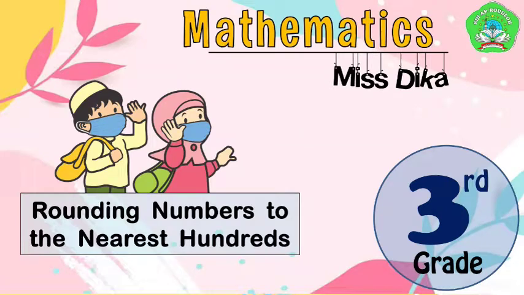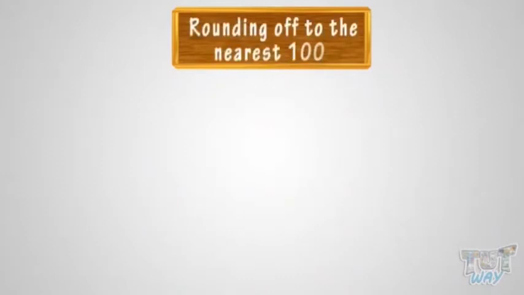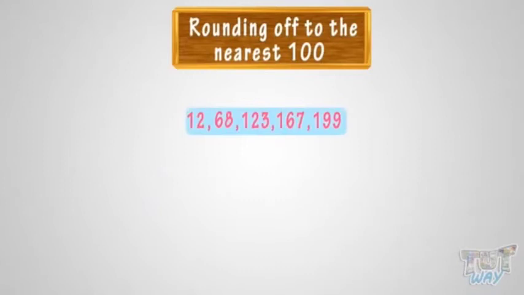Let's attention. Now let's learn what is rounding off to the nearest 100. Here we have a few numbers: 12, 68, 123, 167, 199. We have to round them up to the nearest 100.